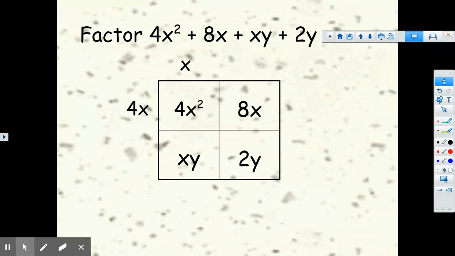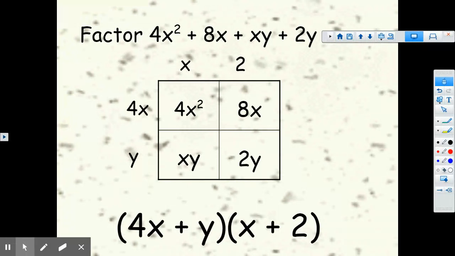And then I'd go down to the bottom and I'd say x times what makes xy. That's y. And then I'd say, oh, what's the top right there? Well, 4x times what makes 8x, and that's going to be a 2. And just to check it, 2 times y is 2y, the last term. So I have 4x plus y times x plus 2 as my final answer. This was fairly simple, I think, working to the outside.